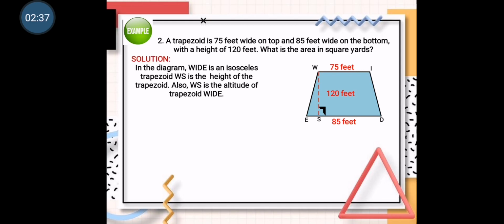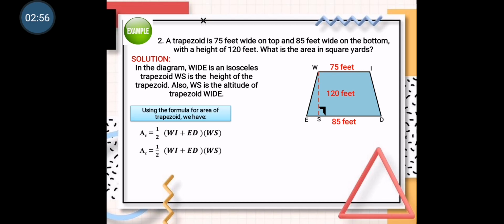Now, apply lang din natin yung area ng trapezoid. So, para lang tayong kumukuha ng midline ng trapezoid. So, add lang po natin yung base. Pero, since meron siyang altitude or height, i-multiply po natin siya. Ayan. So, WI plus ED times its height, which is 120 feet. So, 75 plus 85 times 120.